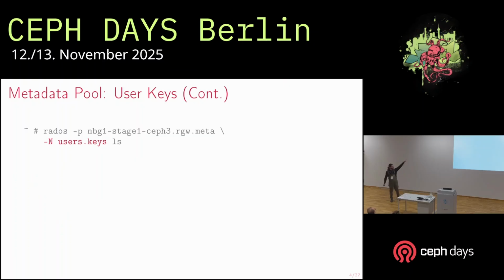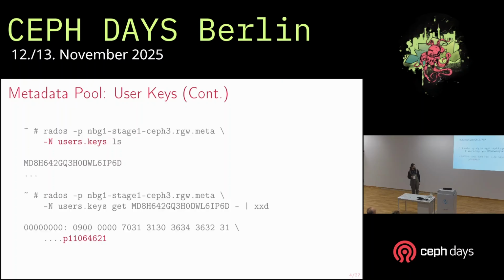This is the command to list the contents of that pool. In red, I have highlighted that you need to use the namespace. If you don't pass this namespace argument, you will get completely different data. And what can we get here? Oh, that looks like an access key, because actually it is. If you just cat it, you get a user ID. So it's a mapping from access key to user ID. So if you get a request from the outside, then you can make a lookup and fetch the corresponding user.